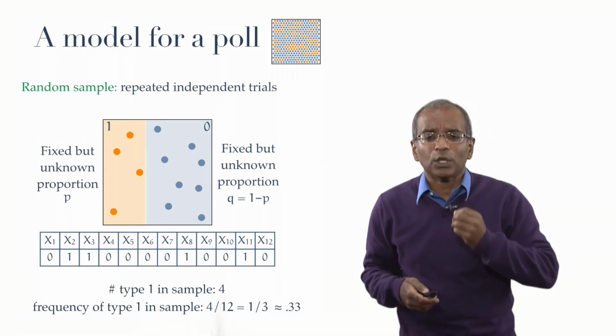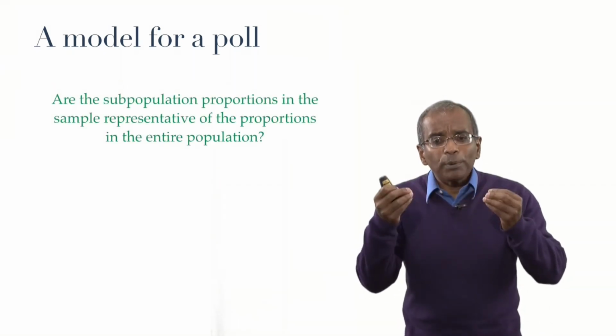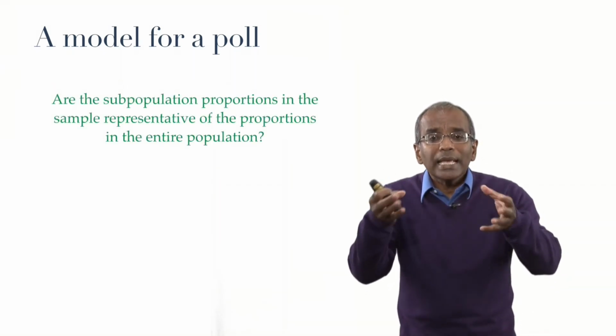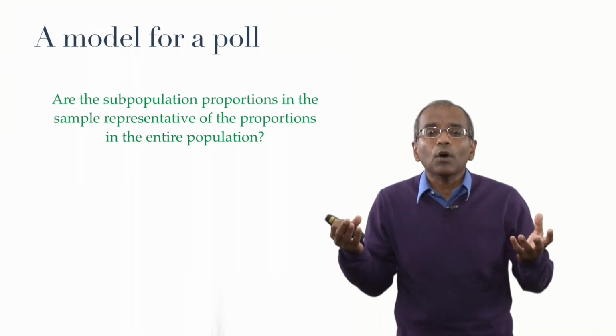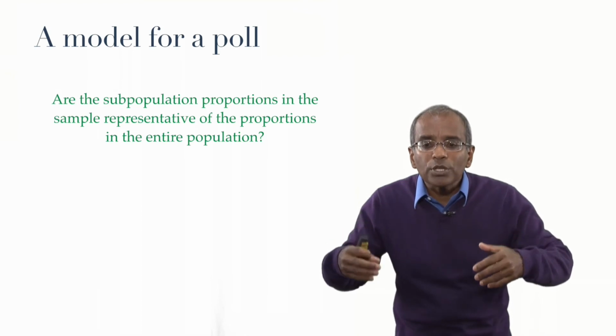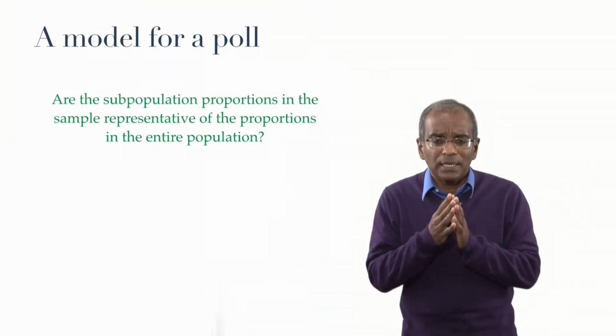So our fundamental question is the following. Are the subpopulation proportions in the sample that we have selected representative of the subpopulation proportions in the entire population? Would this be the case?